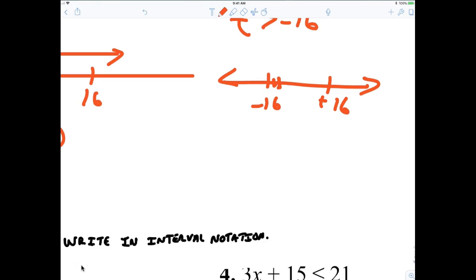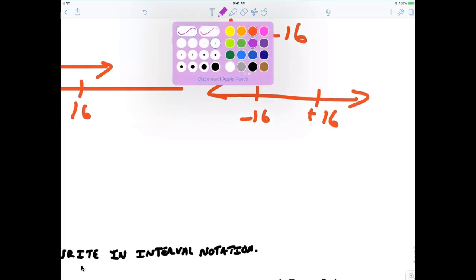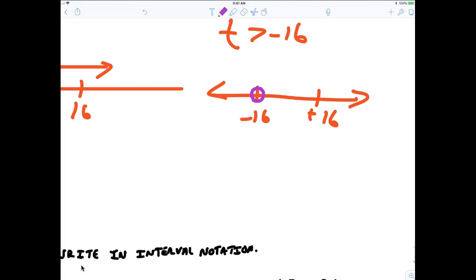That's why when you're graphing something that's just greater than or less than, you do what's referred to as an open circle, because it's everything greater than negative 16, but not included. And then you do what? You go up and over. That would be it. All right?